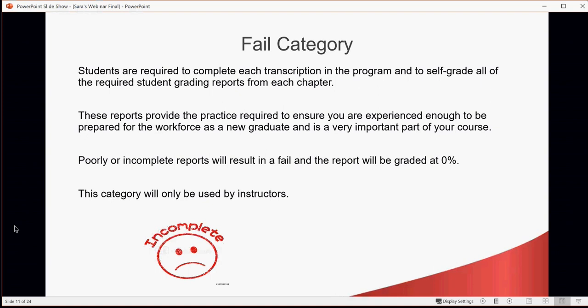Poorly done or incomplete reports will result in a fail, and their report will be graded at 0%. This category will only be used by instructors. If we find that you are not completing reports or not grading reports, you will receive them back in your queue.